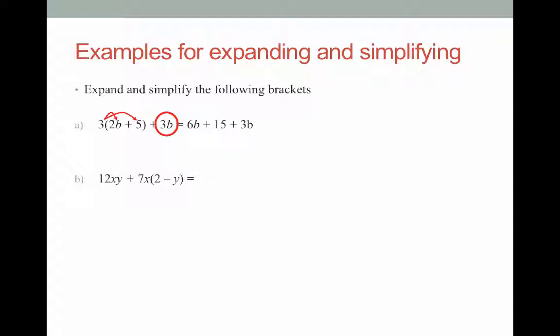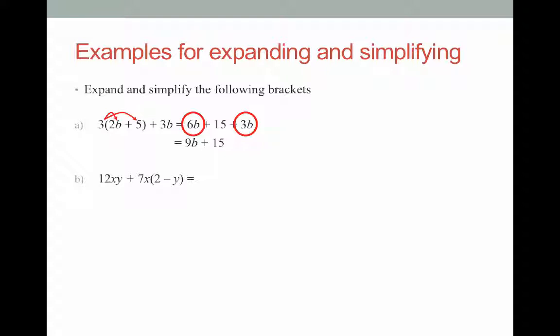Now what I can do is gather together my like terms. I have a 6b and a 3b that I can add together to give me 9b. And then I'm just going to put the plus 15 on the end. That is the answer that has been expanded and then simplified. Let's take a look at the second example.